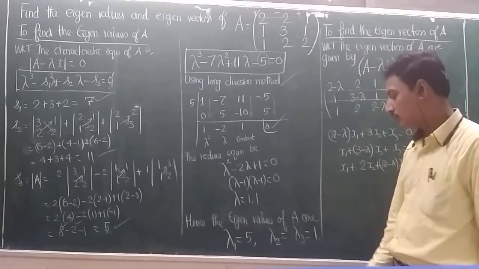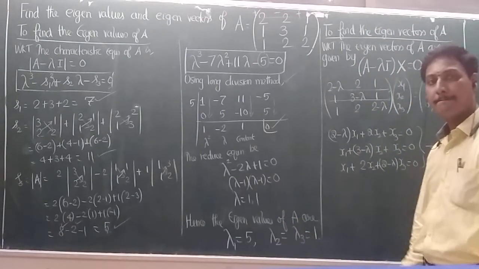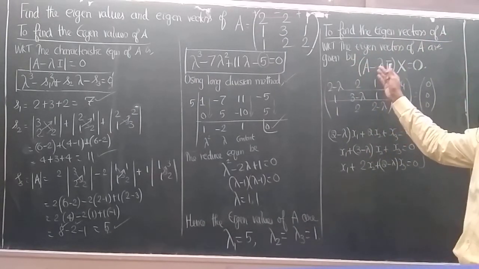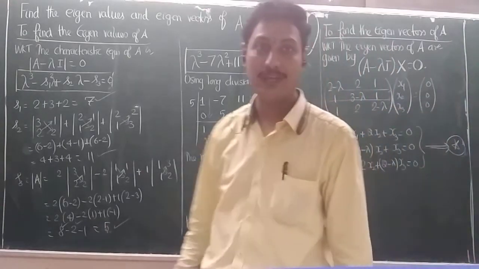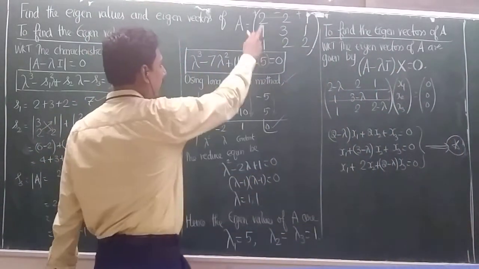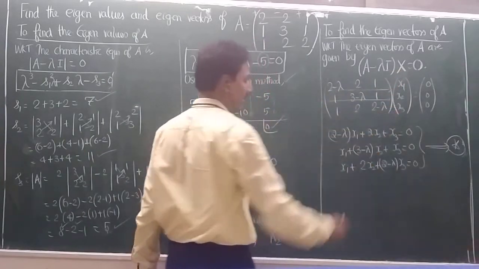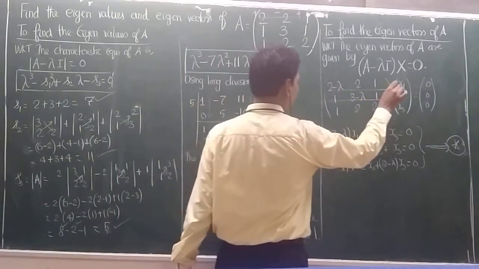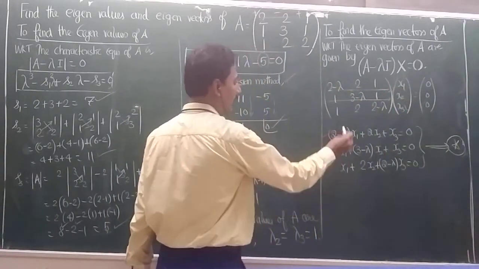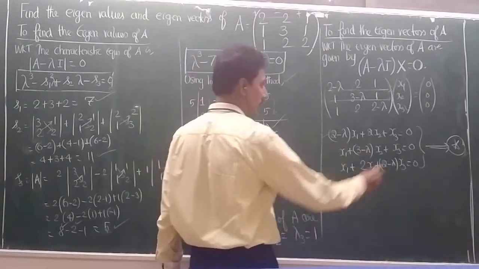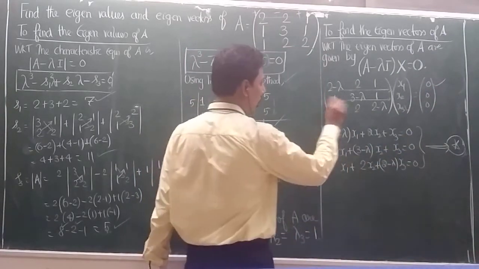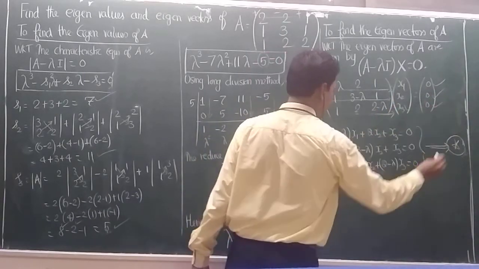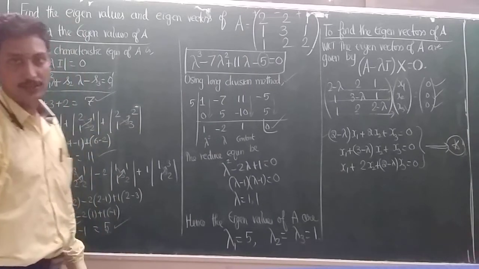Now, how to get the eigenvectors for the corresponding eigenvalues? As we know, the eigenvectors of A are given by (A minus lambda I) x equal to 0. It's a matrix equation. Subtract lambda from the diagonal, and x is x1, x2, x3 because of this 3 by 3 matrix, right? And the right side is 0, 0, 0. When you multiply the first row with this column, we get (2 minus lambda) x1 plus 2x2 plus x3 equal to 0, the first equation. The middle row with x1, x2, x3 gives the second equation, and in a similar way the third row gives the third equation. So this is my star equation.